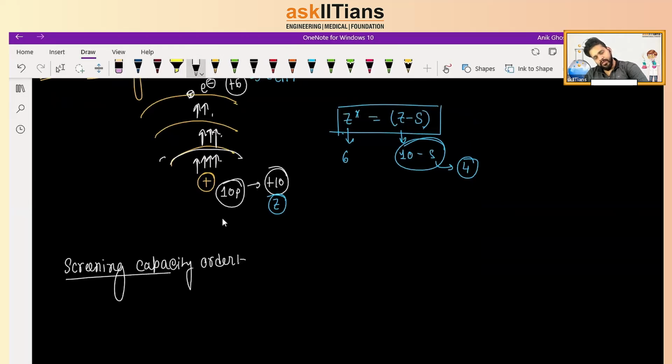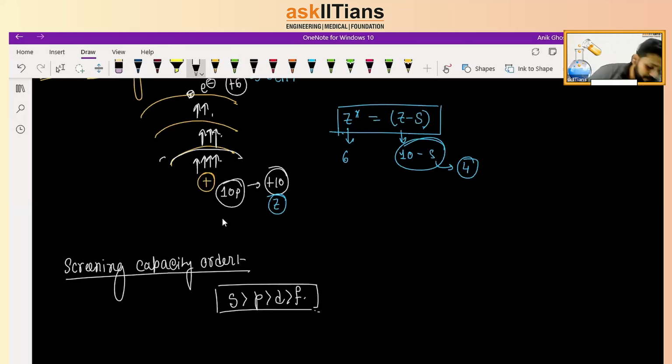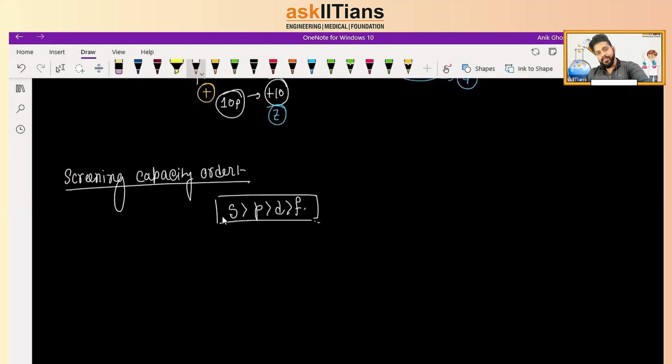Screening capacity order goes like S the most, then P, then D, then F. S has the highest screening power, then P, then D, then F. Okay. Now, why is it so?